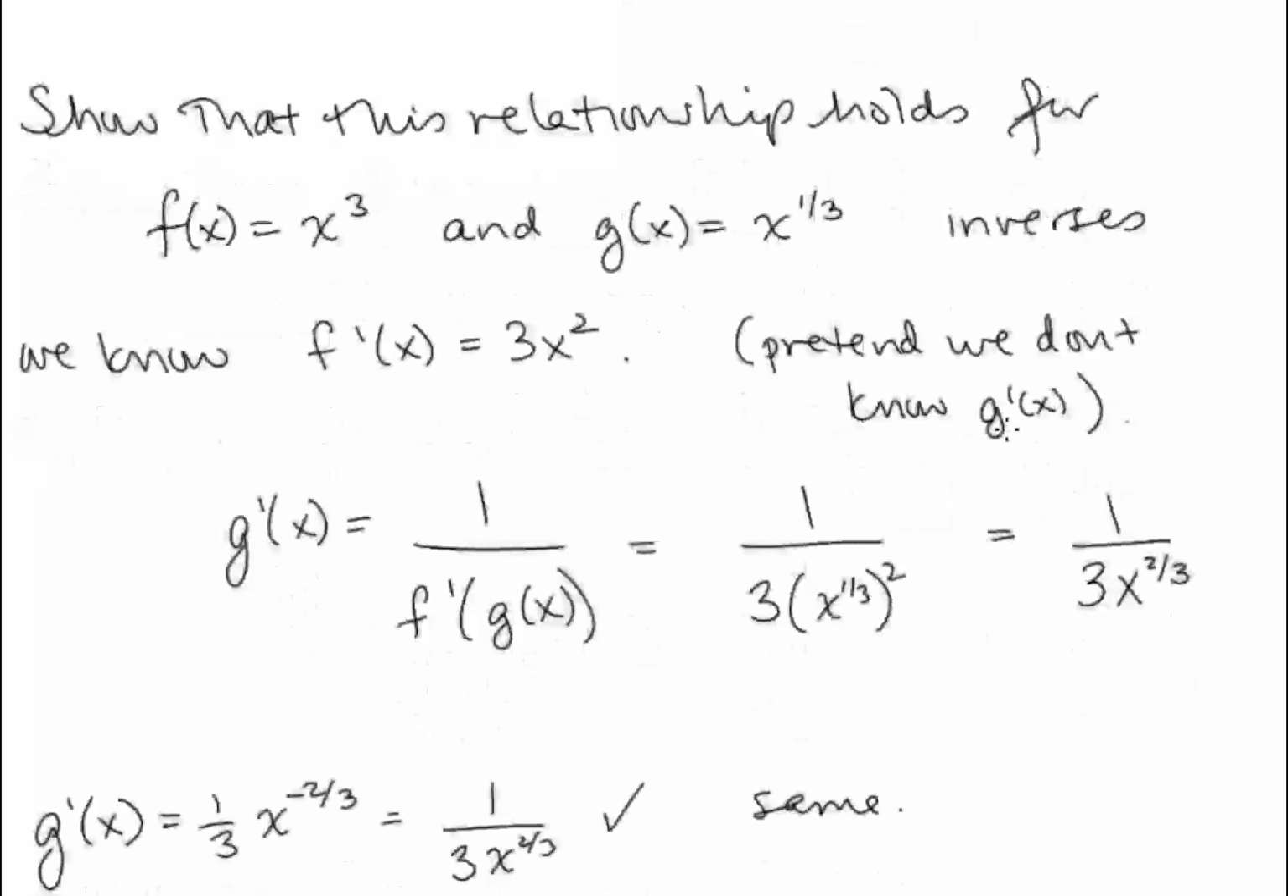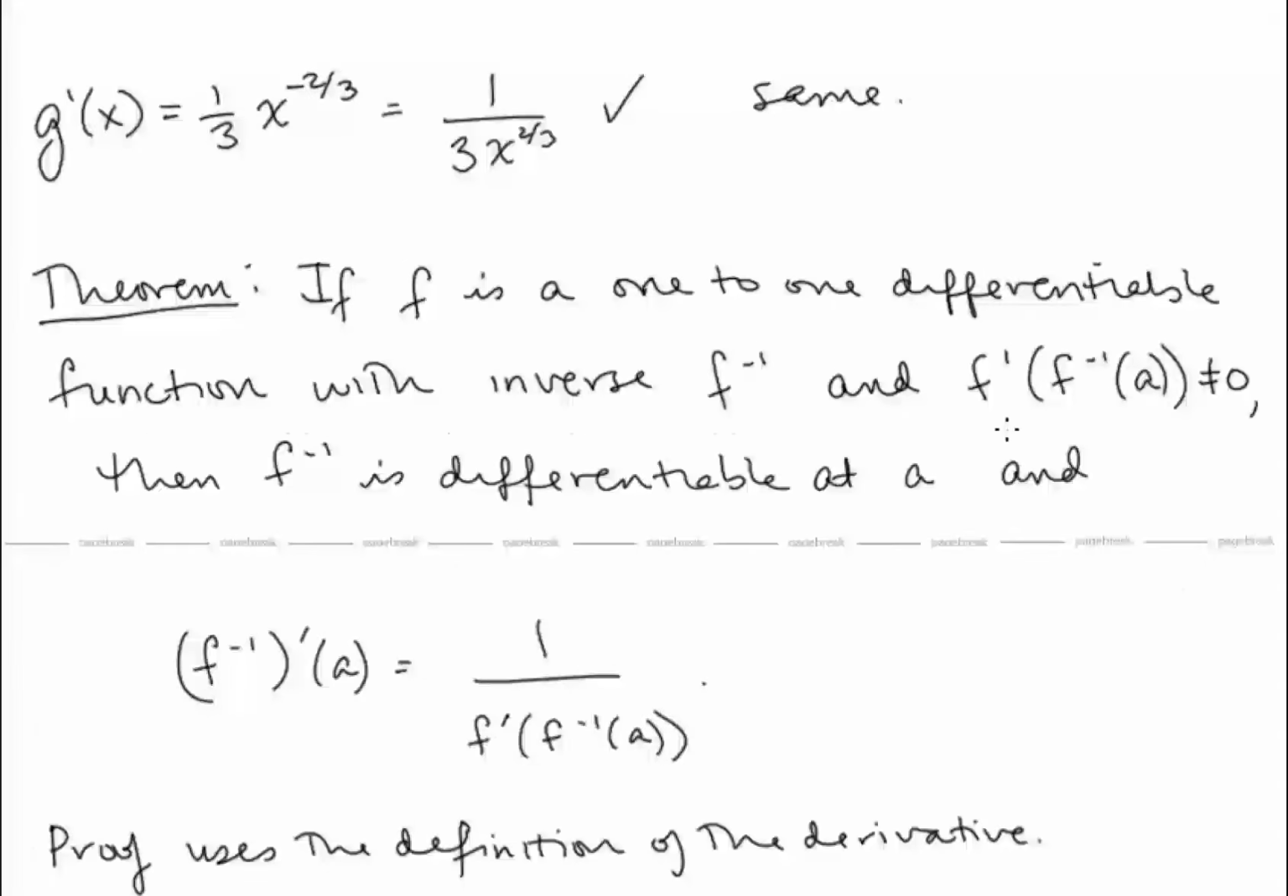But let's take a look at this theorem for a more formal statement of the relationship between the derivatives of inverse functions. If f is a one-to-one differentiable function with inverse f inverse, and if f prime of f inverse of a is not 0, then f inverse is differentiable at a, and f inverse prime of a is equal to 1 over f prime of f inverse of a.